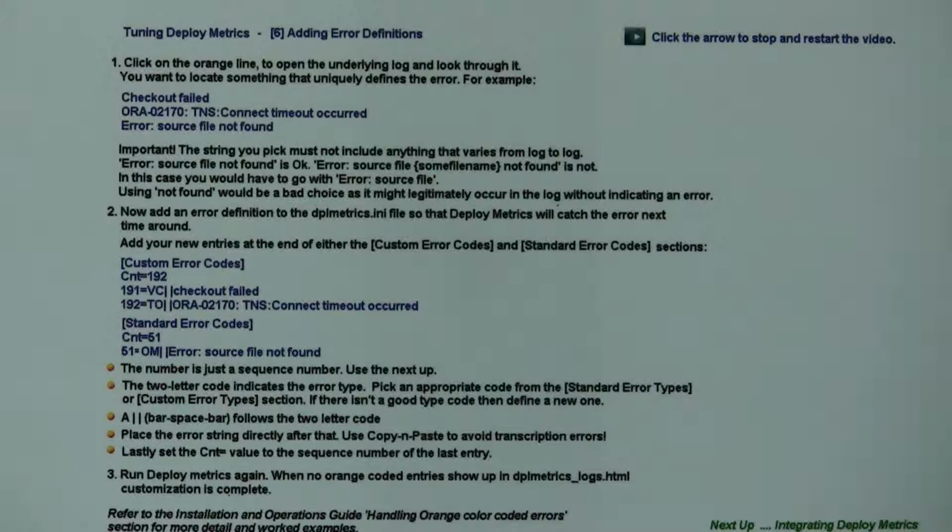When you're done adding definitions, update the section count and run Deploy Metrics again. When no more orange-coded entries show up in the DPL Metrics logs HTML report, tuning is complete. You can now open the DPL Metrics reports HTML file and review reports customized for your system.